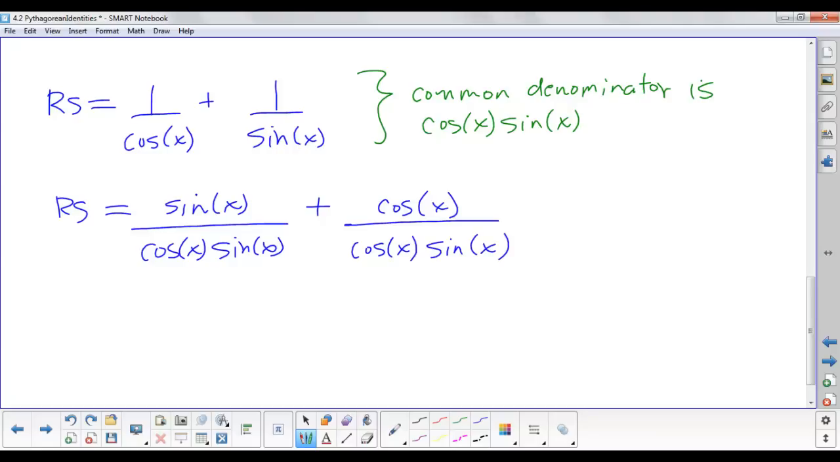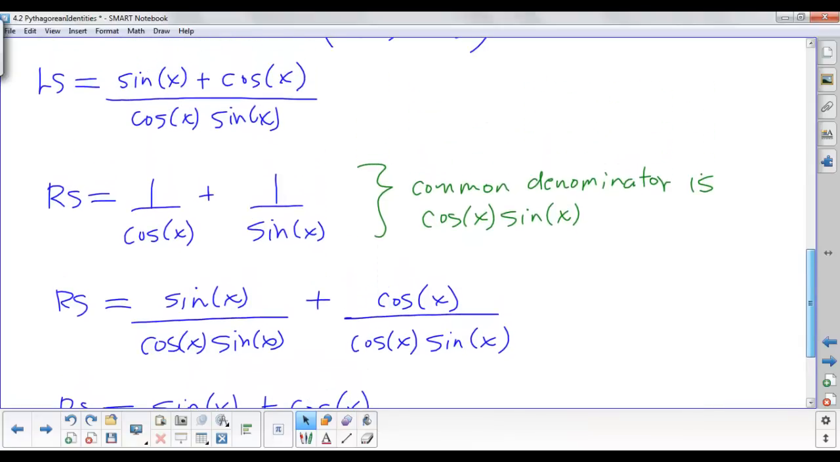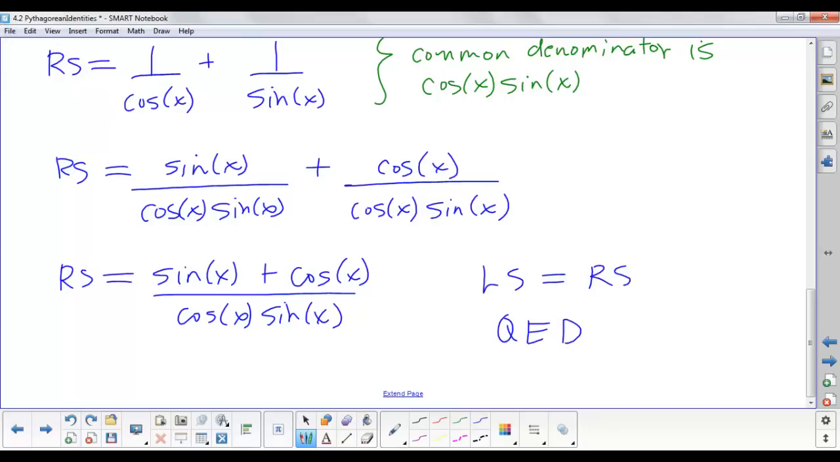At this point, now that the denominators match, I would be able to add the numerators. And notice what I get when I do that: sine of x plus cos of x over cos of x sine of x. And if I revisit what my left side was equal to a moment ago, if I scroll up, that is exactly what the left side was equal to. So now my left side equals my right side, as we expected to be able to prove.